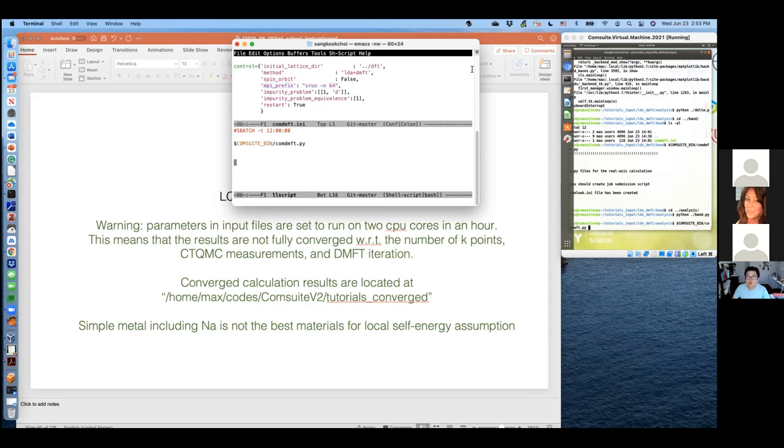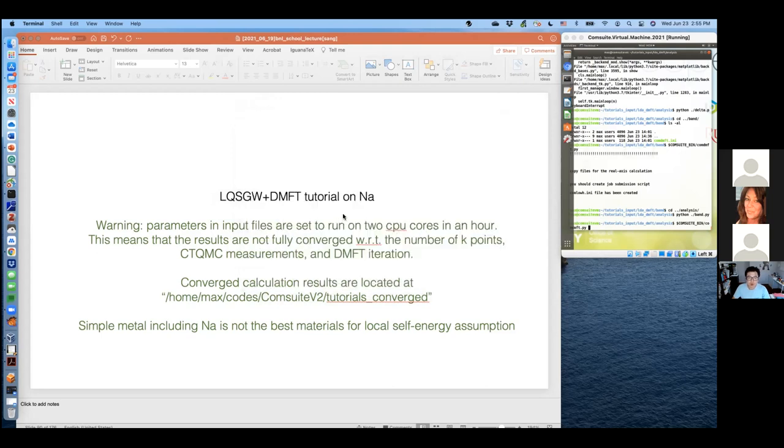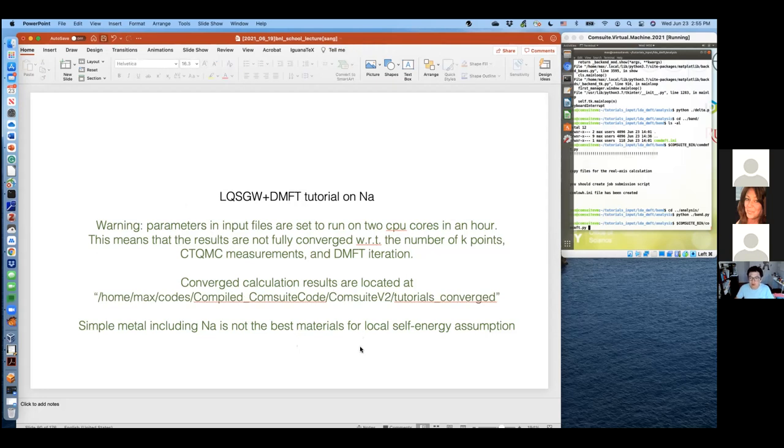Okay, so let me continue with the qsGW+DMFT tutorial. The basic idea is the same. The input file for the qsGW+DMFT run has been set up to run on two CPU cores in an hour. It means the final answer you get by following this tutorial will not be fully converged, but this is for demonstration purposes. If you want to see the fully converged calculation results, they are located here. Another comment is that sodium is not the best material to show the power of the DMFT methodology, but I picked it because it is numerically really cheap and can be done really quickly.